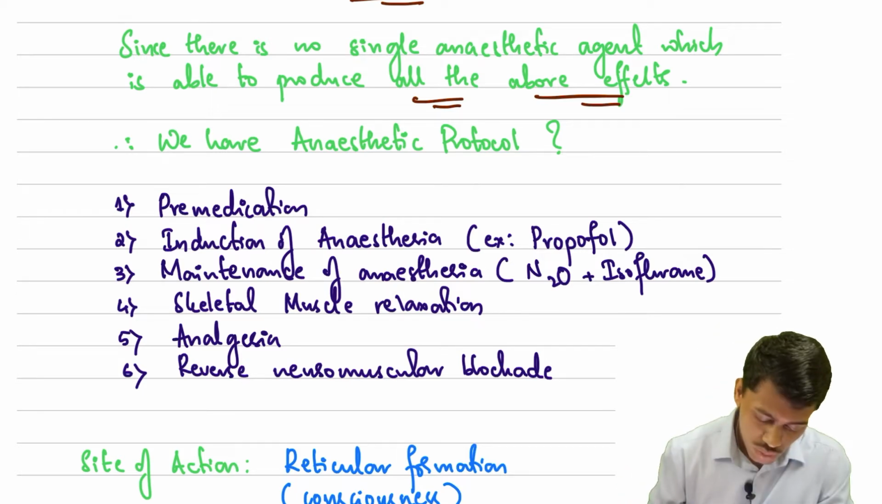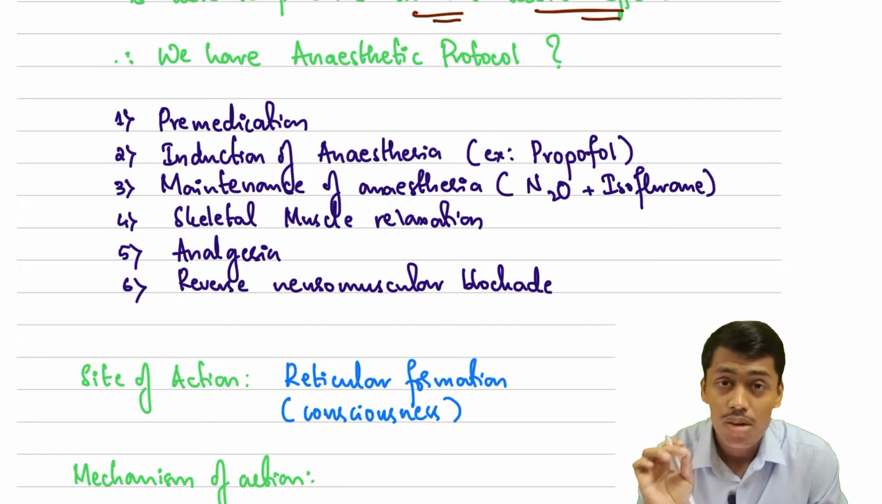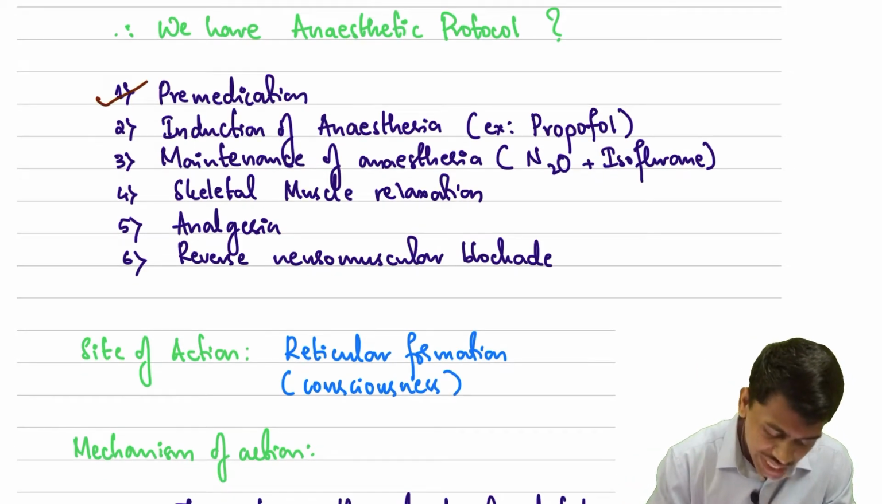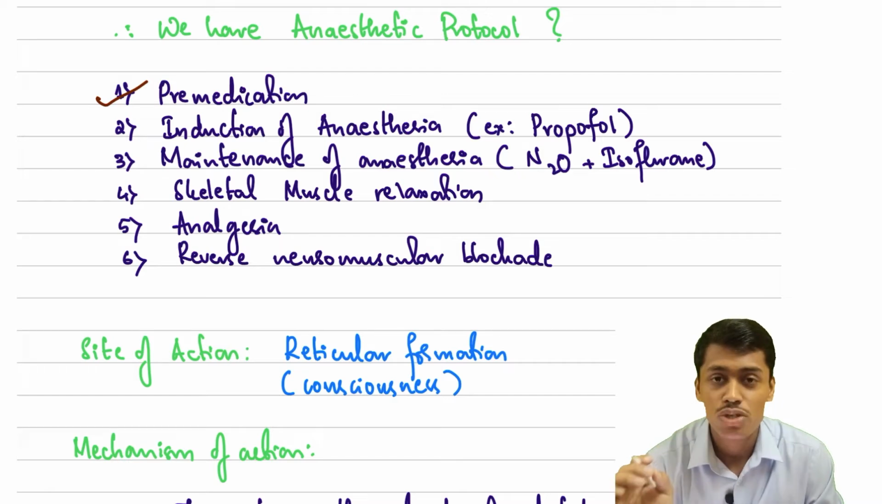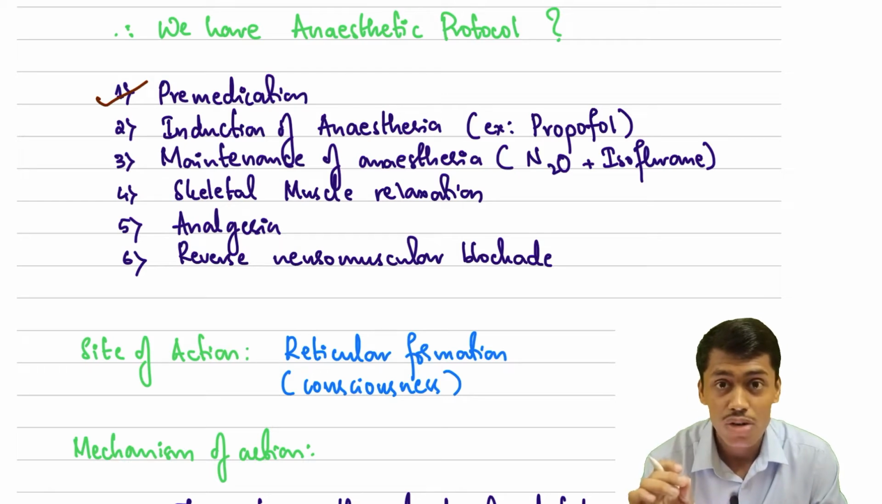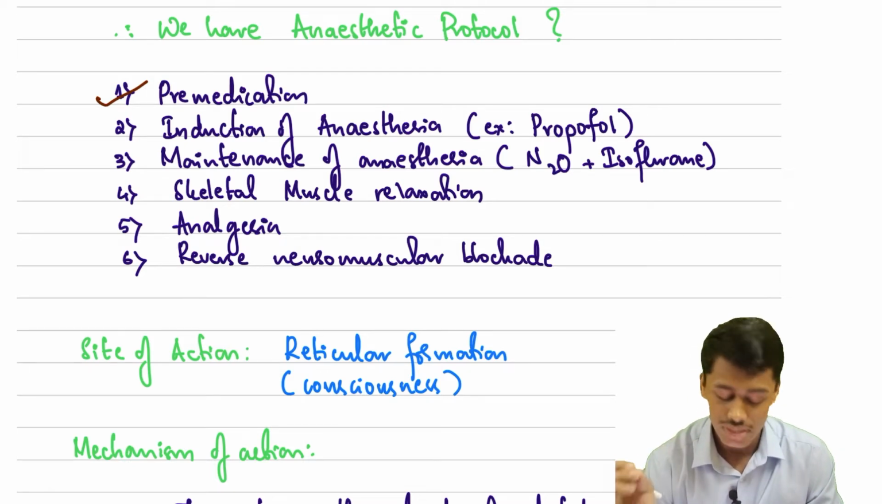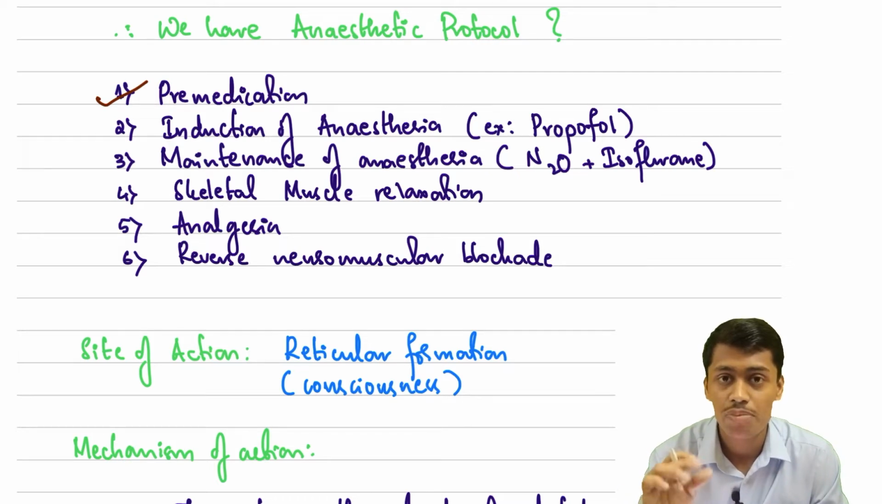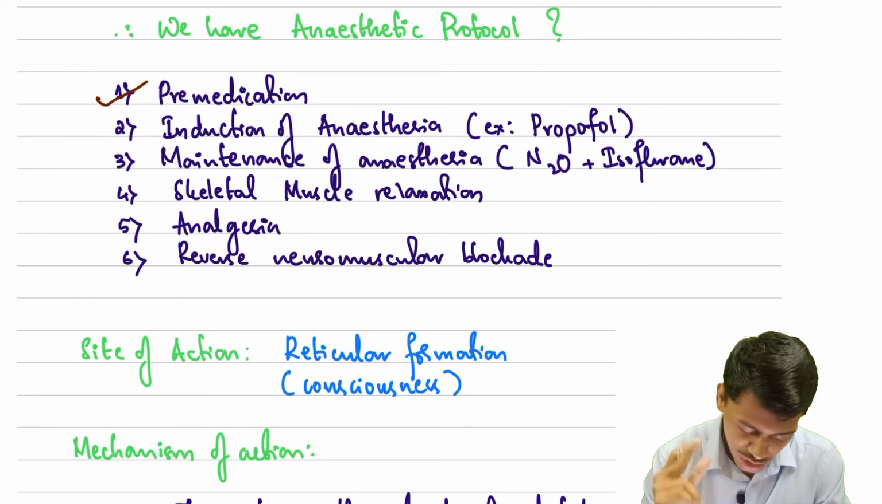So what do we have? We have something called the anesthetic protocol. So let's see that. The first step is pre-medication. Before you put the person into general anesthesia, we give a set of medications prior to that. They are called pre-medications or pre-anesthetic drugs. We'll have a separate discussion on this topic, pre-anesthetic medication. Make sure to watch that.